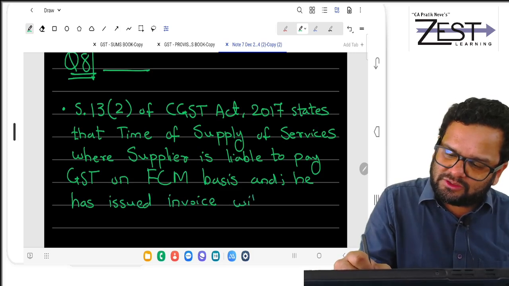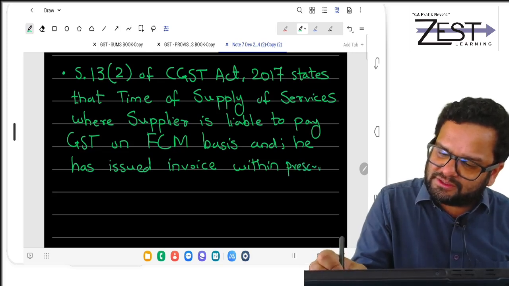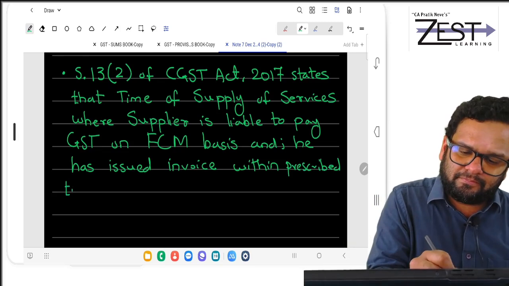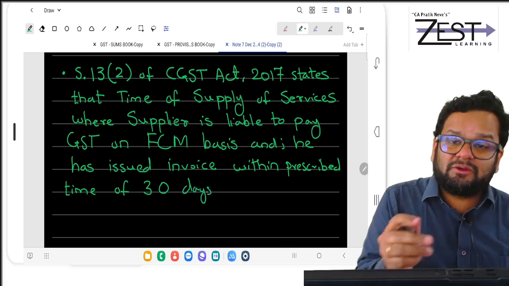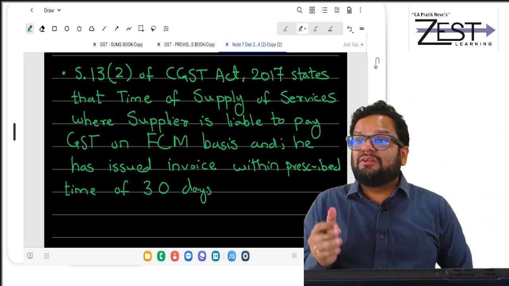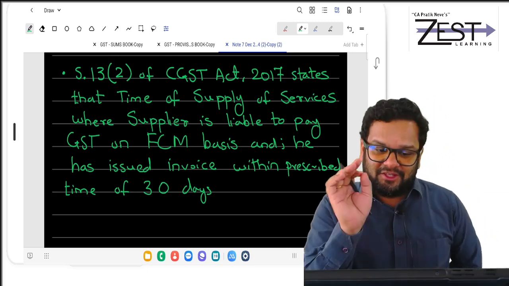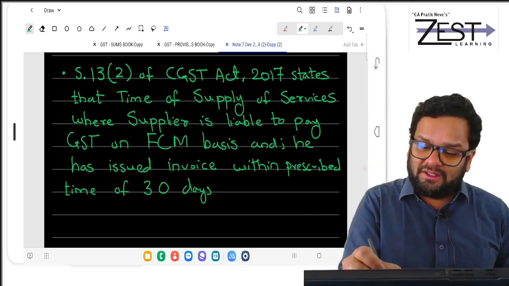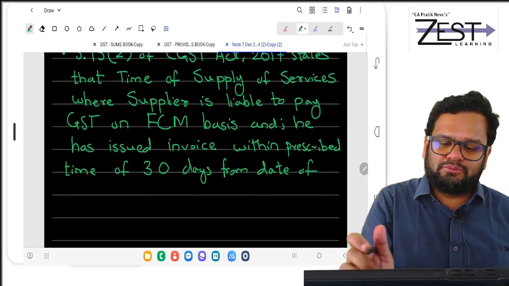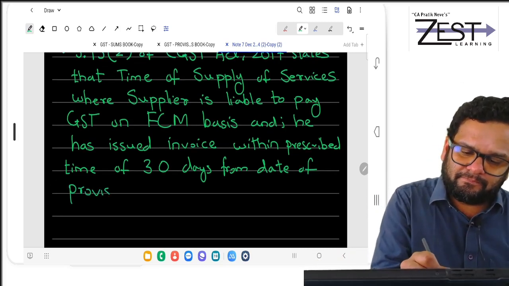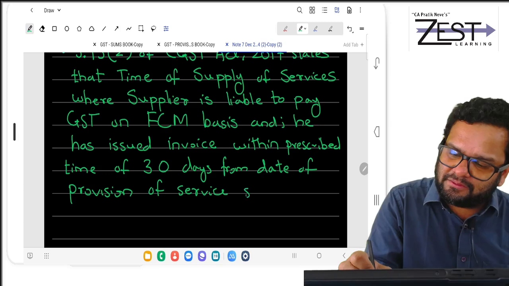And he has issued invoice within, very good, within prescribed time of 30 days. But whenever you give any time limit, you tell from which date. Otherwise, that time limit is incomplete. So, within prescribed time of 30 days from date of provision of service shall be.